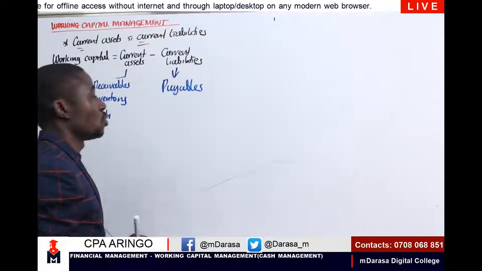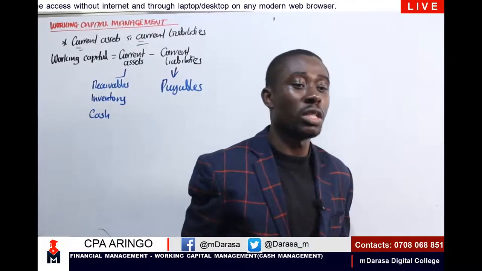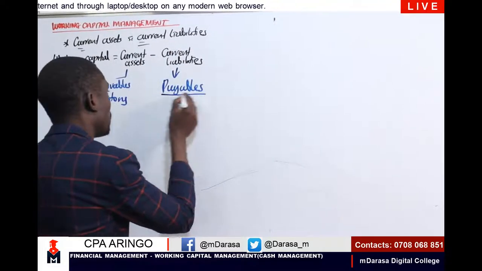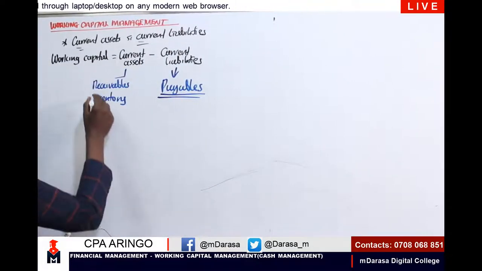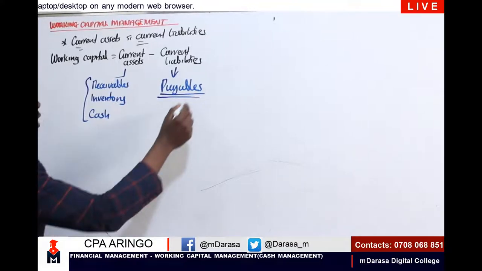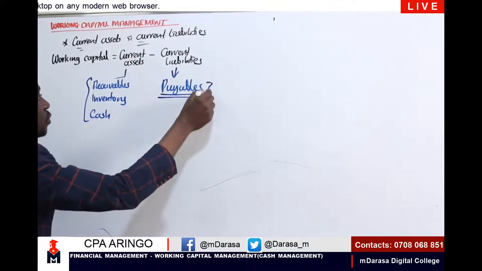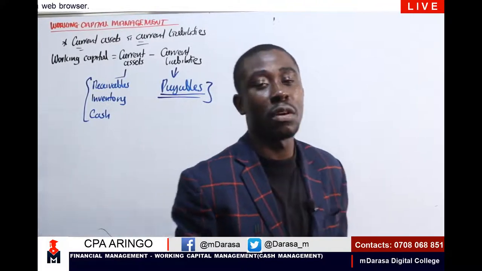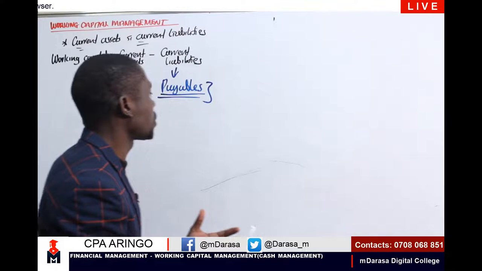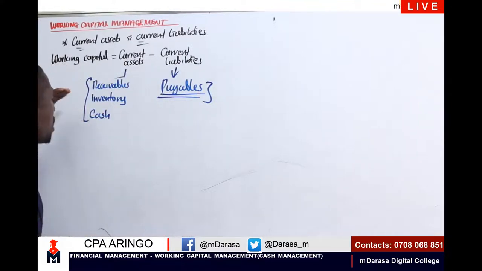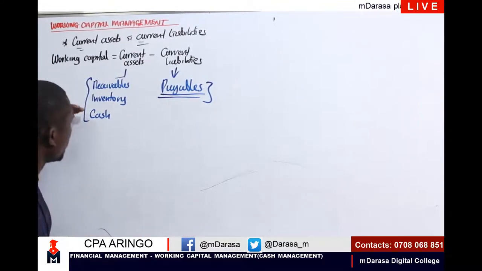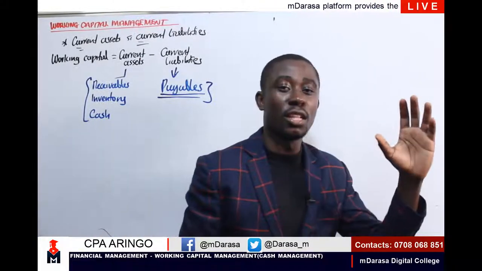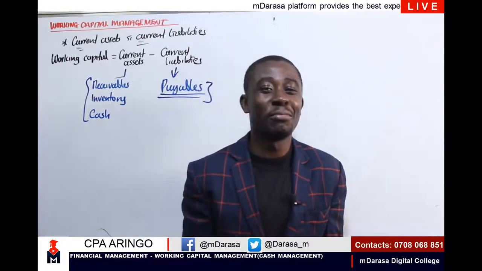You know very well current liabilities will also constitute items such as overdrafts and all the other elements, but here, basically, we're talking of payables. So these are the categories of current assets and current liabilities. In our case, my good students, looking at the concept of working capital, it's just a matter of seeing how we are going to manage our receivables, our inventory, our cash, and our payables. That is a summary of working capital management, my good students.